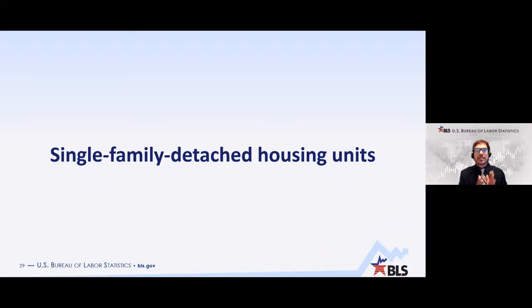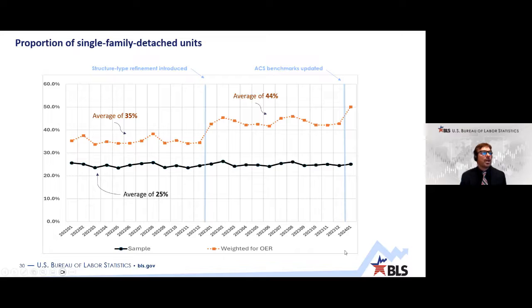So finally, almost out of time, I just want to conclude with a little bit more information about the single family detached housing unit adjustment and some of the underlying data going on there. This chart shows for the past 2 years, the dark line at the bottom, the average proportion, or the percentage, of our housing unit sample that is single family detached units, relatively consistent around 25%. Prior to January 2023, when we made the structure type adjustment, these units represented 35% of the OER index.